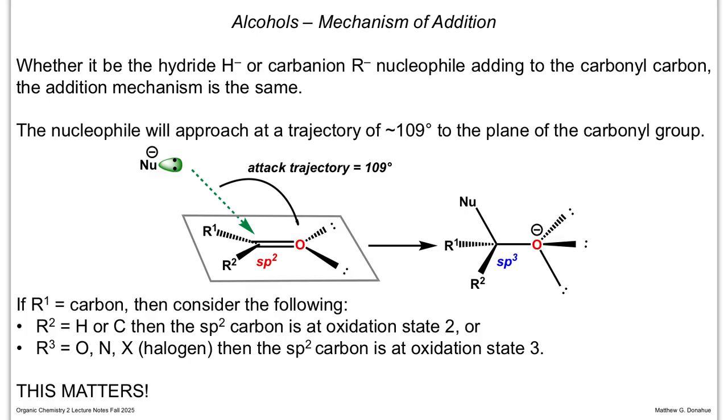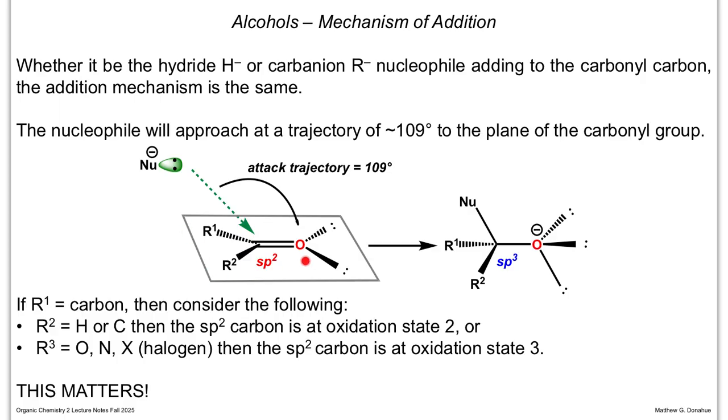So a little bit more in depth about that arrow pushing. Because we're starting with an sp2 hybridized carbon of the carbonyl, and remember that oxidation state can be 2 or 3, depending upon what these substituents are. The nucleophile, whether it's hydride or a carbanion, attacks that carbonyl with a certain trajectory.